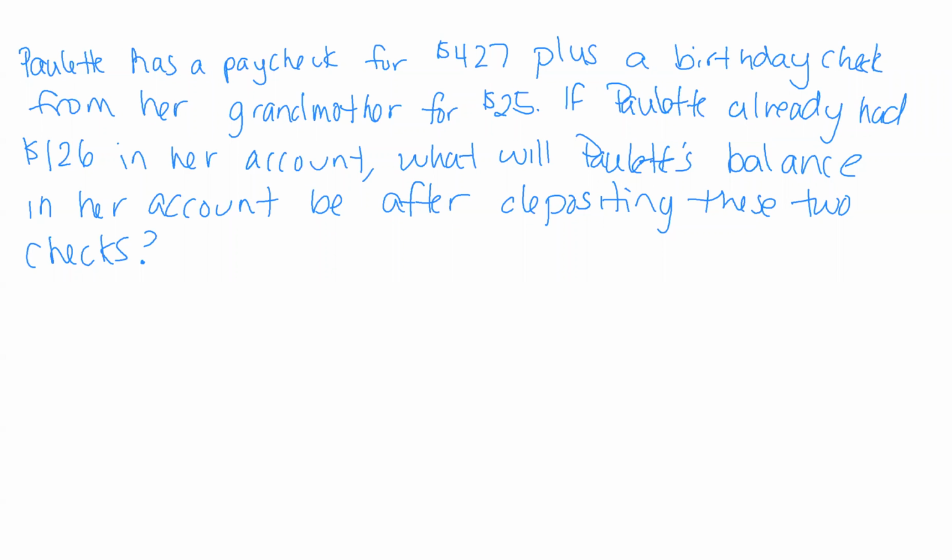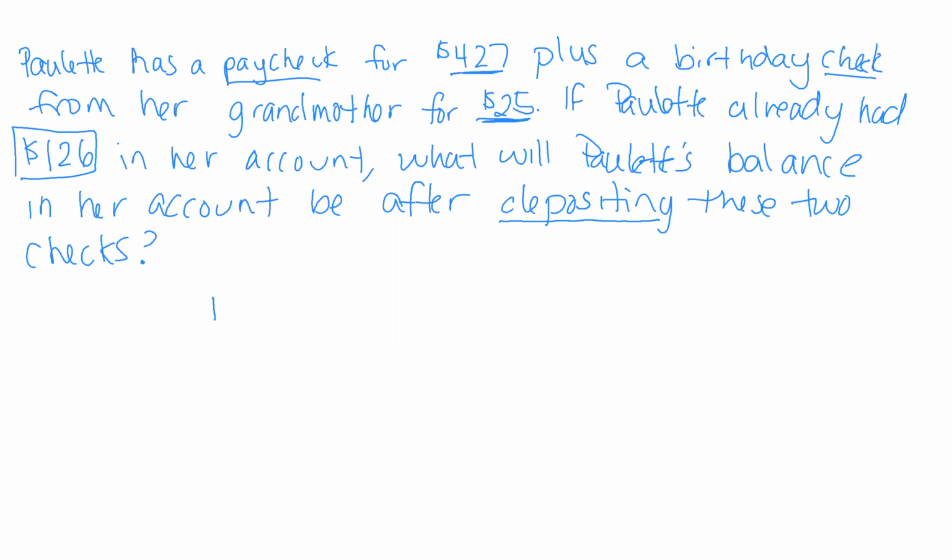All right, so word problems are always extra tricky because there's a ton of information in there, okay? Now, what we have is a paycheck of $427, so that's money that Paulette has earned. We have a birthday check of $25, that's money that Paulette is adding to her account. We had a previous balance of $126 in Paulette's account, and what we want to know is the grand total of all three of these, okay? Now, there's not really a word or phrase that absolutely can be pinpointed as indicating addition, but we basically want to know what Paulette's account will be after depositing all of these checks. So the word here would kind of be depositing. When you deposit money in an account, you're adding to your account.